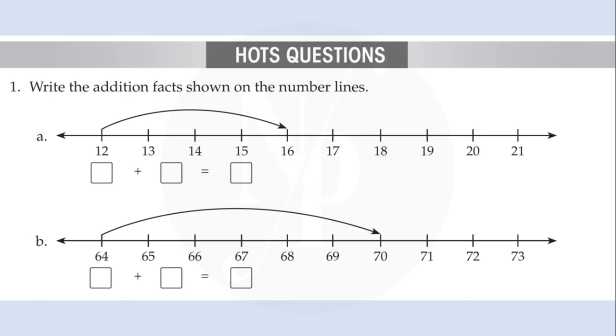So we have to write 12 here. And 12 plus, now let us see how many steps towards right we have here. So 1, 2, 3, 4. Starting from 12, so there is a jump of 4 steps.